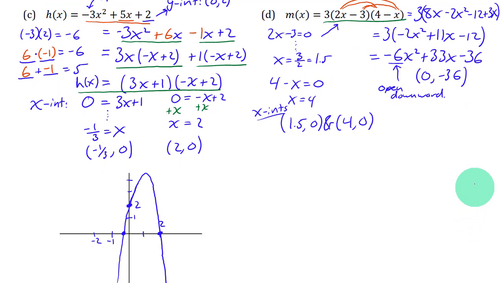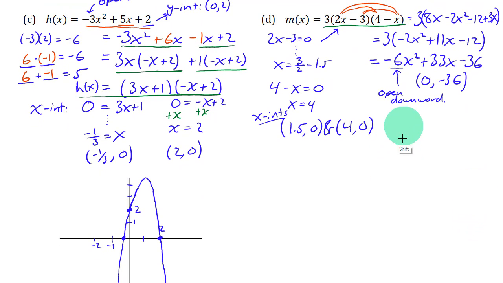So if we plot all of this stuff, let's say we have negative 10, negative 20, negative 30, negative 40, negative 36 is going to be about here.